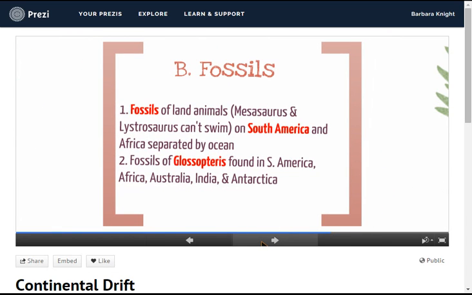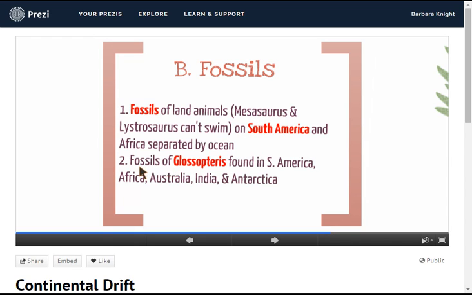Our next piece of evidence is with fossils. So there are land animals that are found on South America and Africa, which are separated by an ocean. It wouldn't be physically possible for these land animals to have swum over such a huge ocean to be present in both continents. They would have had to be together.